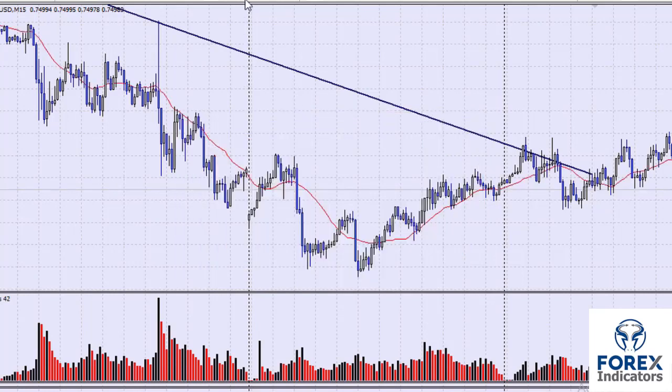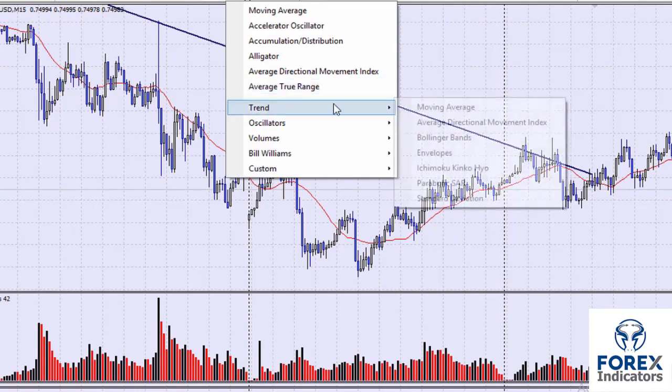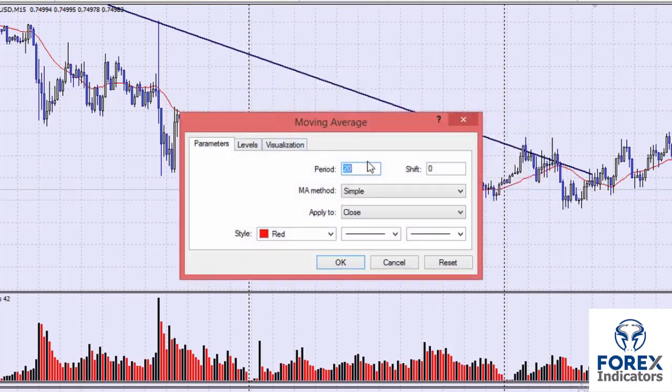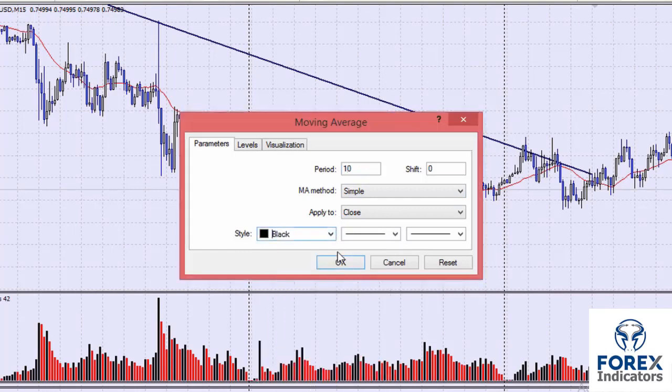Now we're going to click indicators again. Go to trends again. Moving averages again. And this time we're going to change the period to 10. 10 period, still simple. And you're going to change the color. So let's say we're going to use black.